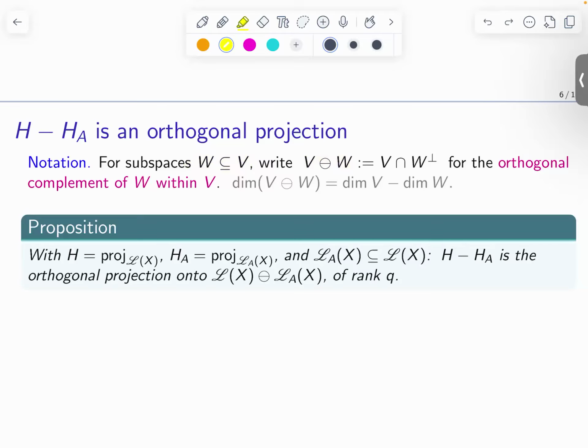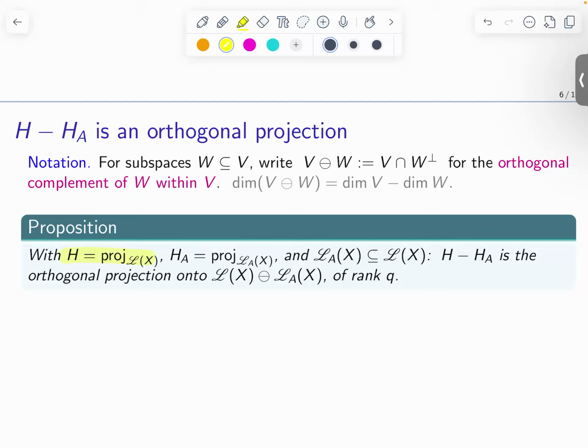And it's not hard to argue for yourself that the dimension kind of behaves how you expect. So the dimension of V minus W would be dimension of V minus dimension of W. This is like the way that we subtract two subspaces. We also had an addition, if you remember, but I'll let you remember. We'll go back and recall what that was. Anyway, so this is the notation.